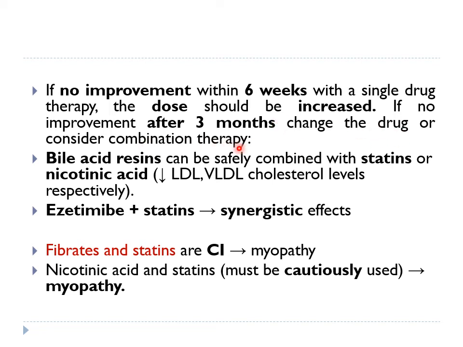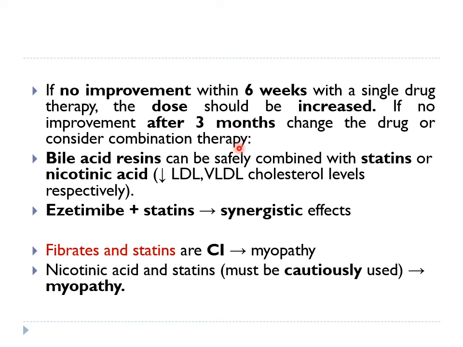For example, if you started the patient on statins at a low dose like 10 milligram, and after 6 weeks there is no improvement in the plasma lipid profile, then you will increase the dose. And if still there is no improvement after 3 months, then you can change the drug, like you can switch to niacin or some other group, or you can give a combination therapy.